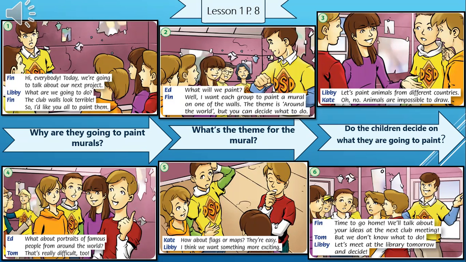Hi everybody. Today we're going to talk about our next project. What are we going to do? The club walls look terrible. So I'd like you all to paint them. What will we paint? Well, I want each group to paint a mural on one of the walls. The theme is around the world, but you can decide what to do.